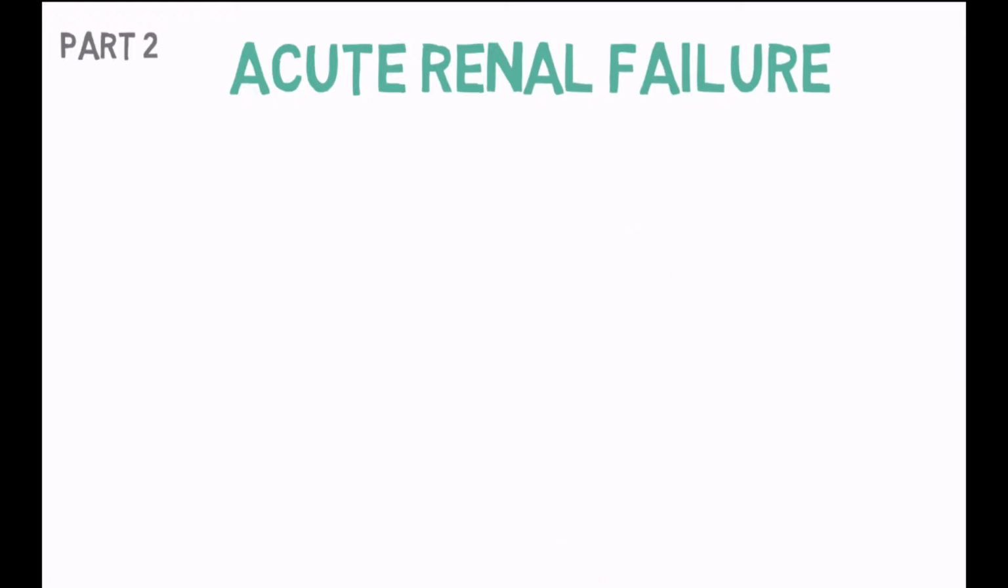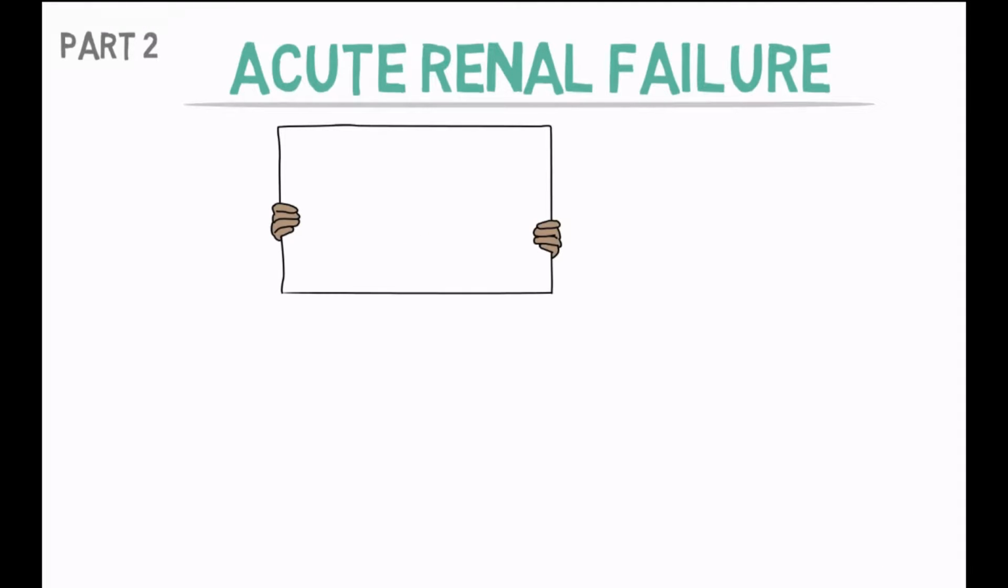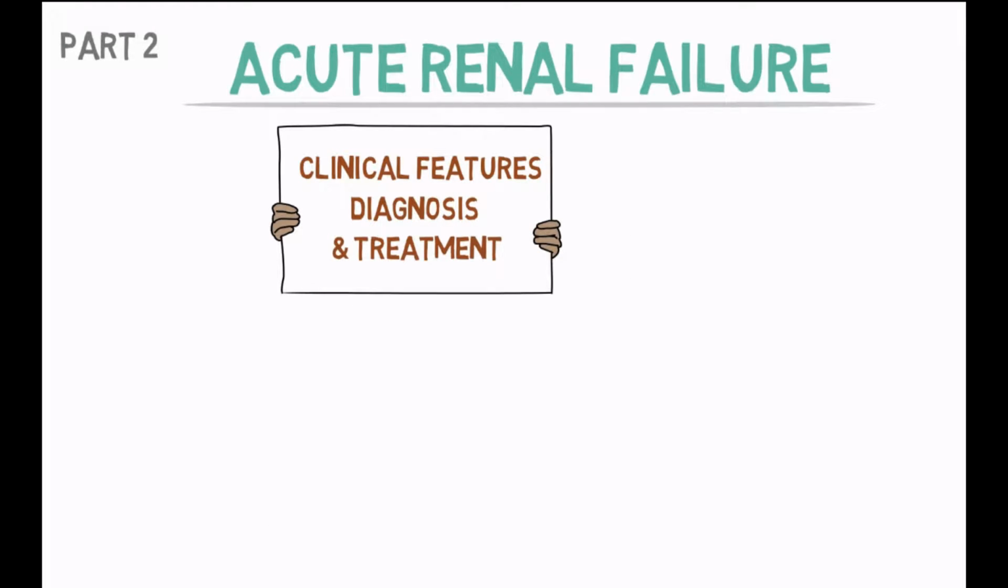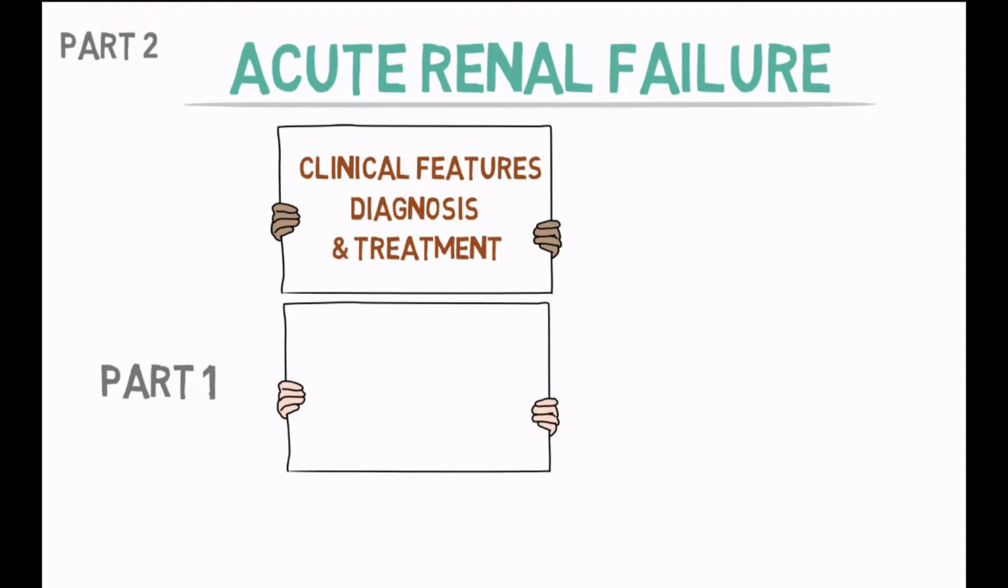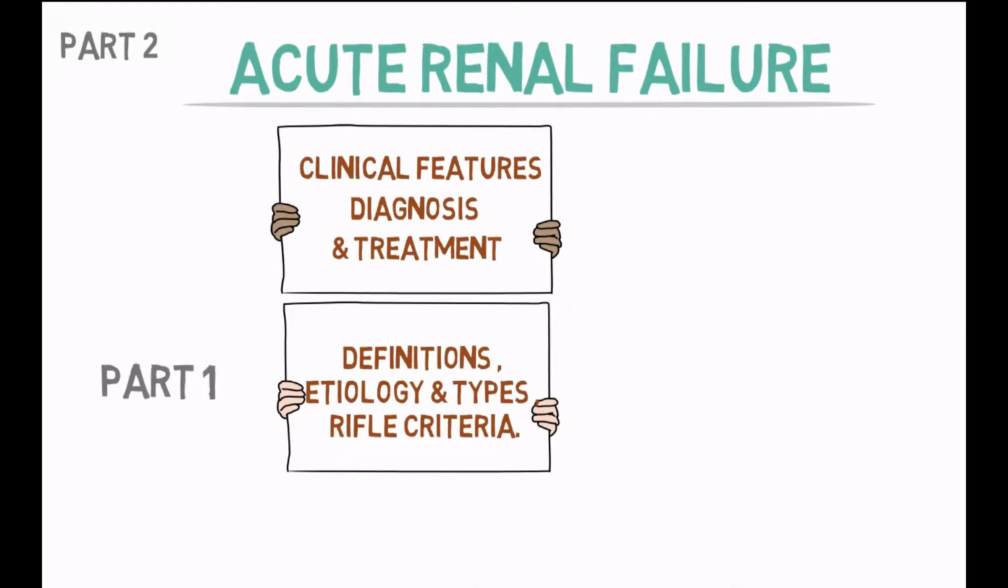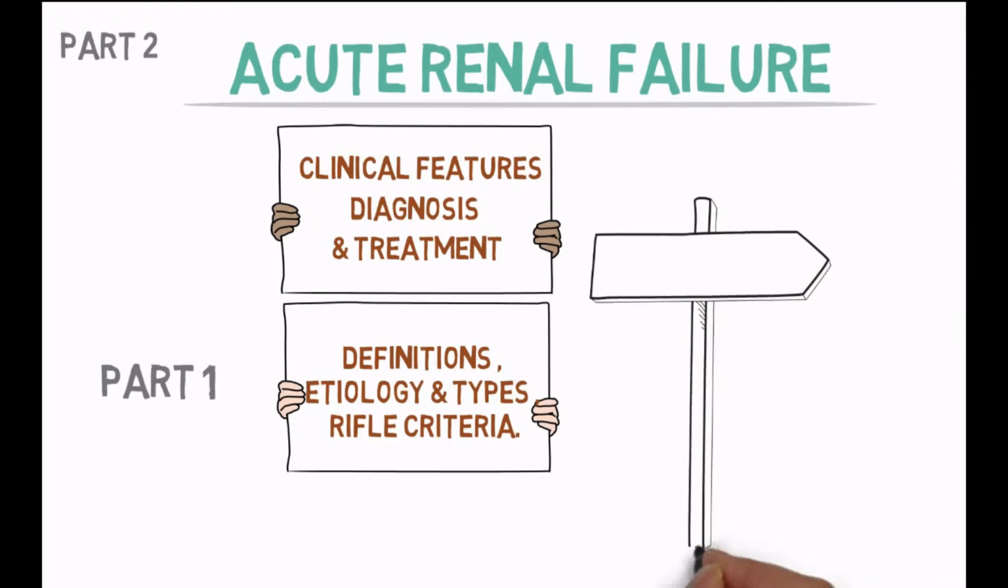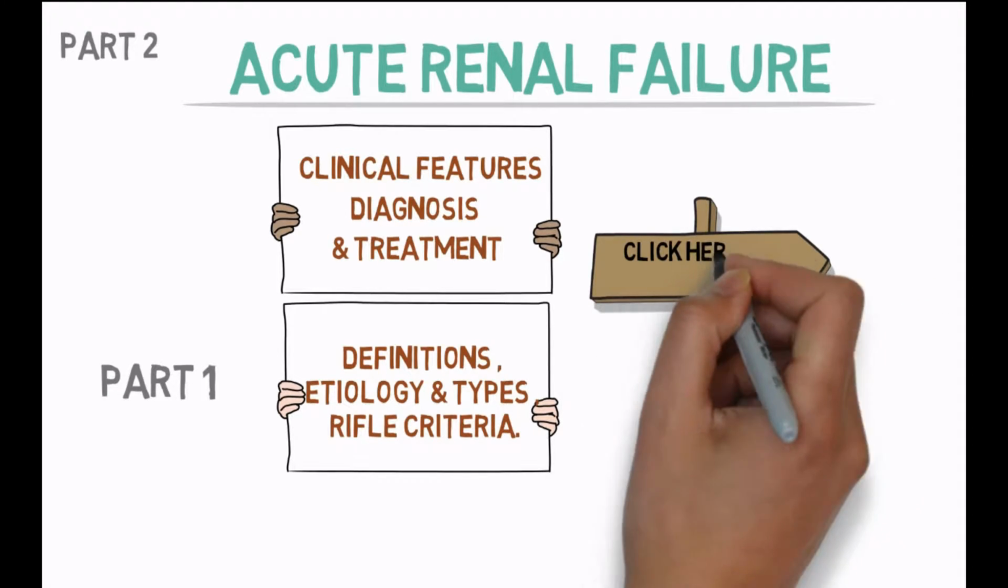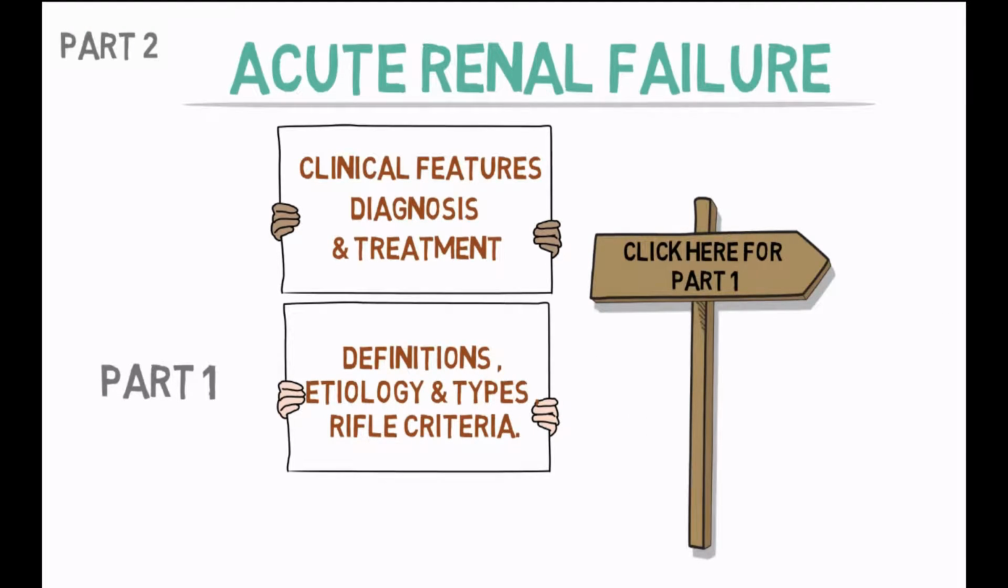This will be the second video in a two-part video series on acute renal failure. In this video, we will discuss the clinical features, diagnosis, and treatment of ARF. In part 1 of this video, we defined acute renal failure, studied the etiology and types, and also the RIFLE criteria of acute renal failure. Click here to watch the first part of this video.